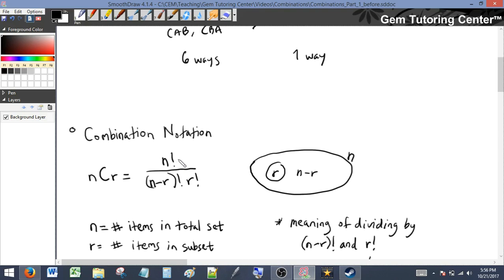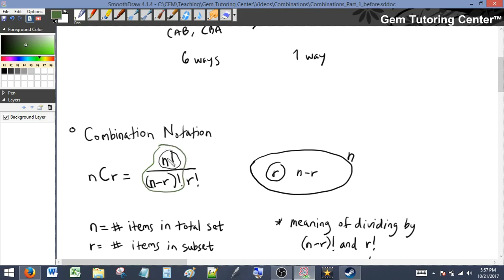n factorial is the total number of ways we can arrange n items when order matters, okay? So in this factor right here, there's an order mattering embedded in it, okay? And when we have (n minus r) factorial, that's the number of ways that we could order n minus r items when order matters. So let's just look at this section for now. Okay?